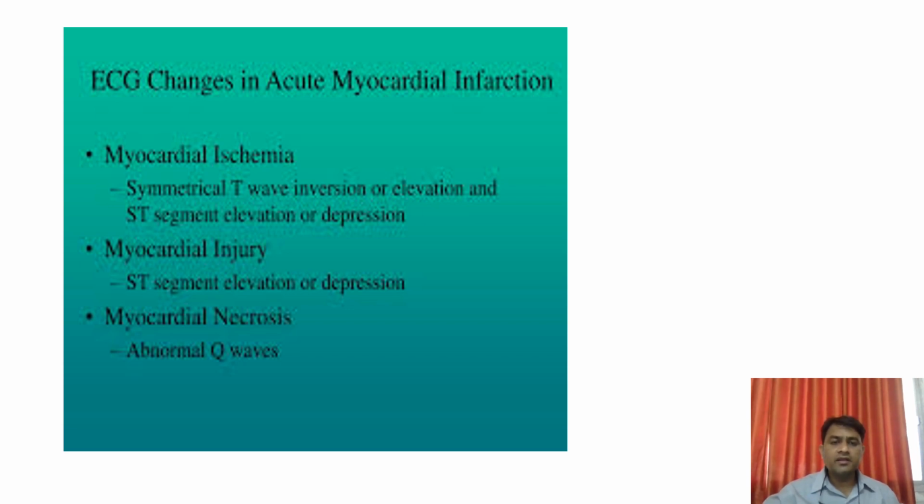So if there is myocardial ischemia, there is symmetrical T wave inversion or elevation, and ST segment elevation or depression. In myocardial injury, ST segment elevation or depression. Then ischemia, injury, and myocardial necrosis, abnormal Q wave.